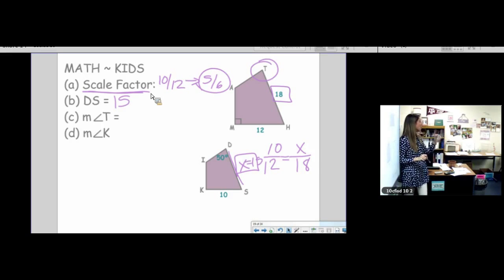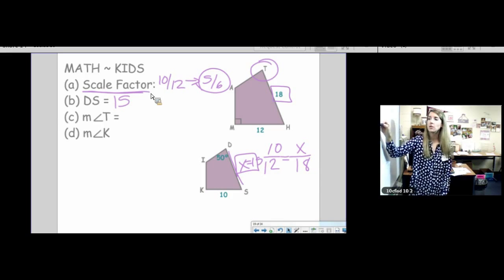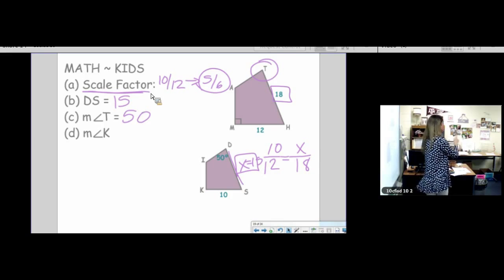Ooh, good job. Here's what I need you to hear. The angles do not change. Say that. Angles do not change. Say it again. You don't use a scale factor on the angles. You don't set up a proportion with the angles. If this angle's 50 and it corresponds with this angle, then this angle is 50. The angles do not change.